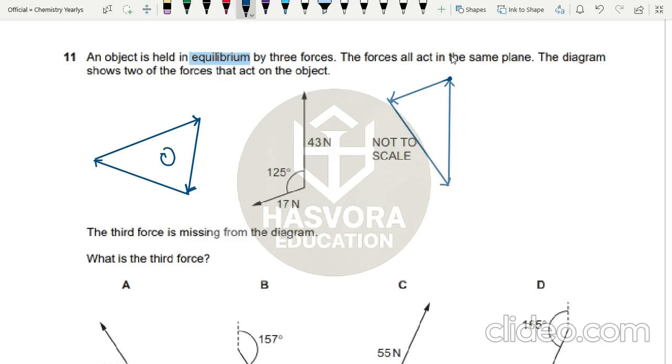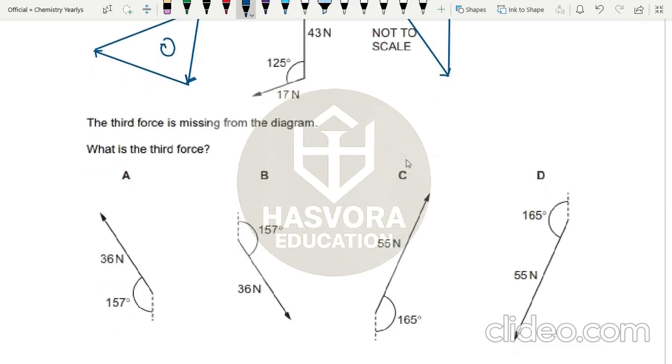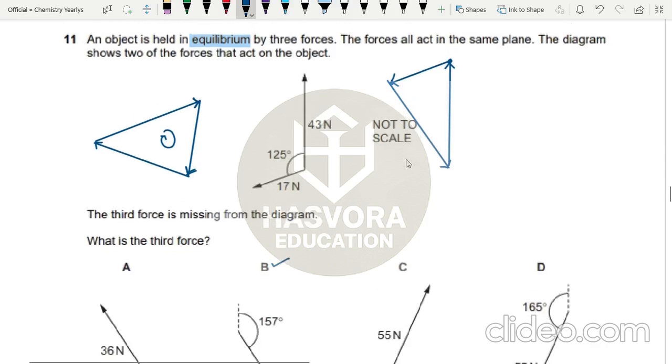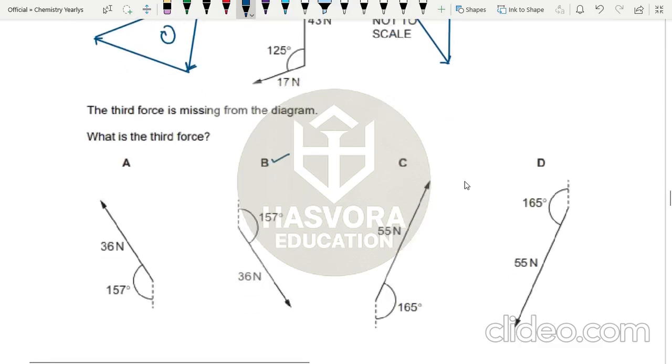So it will be in this direction, and you can see that in all of the options only B matches the correct answer. So B will be the option. As it is equilibrium, it always forms an equilibrium triangle. And you can also check the other options, they do not form the equilibrium triangle like this.